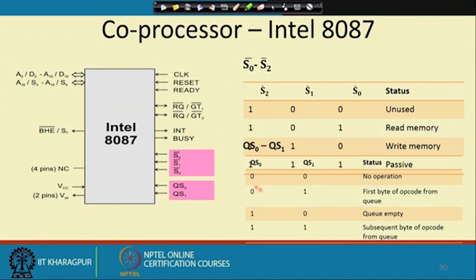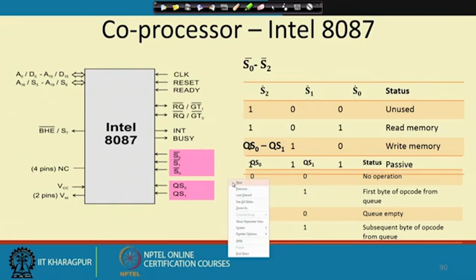Similarly, we have these QS0 and QS1 bits showing the status of the instruction queue, and those values are coming to the 8087 processor. So, the 8087 will know this is the status. Based on that it will try to fetch the next instruction from the queue, or if the queue is empty, it will not do anything; it will make the busy signal low, telling that the instruction is over.